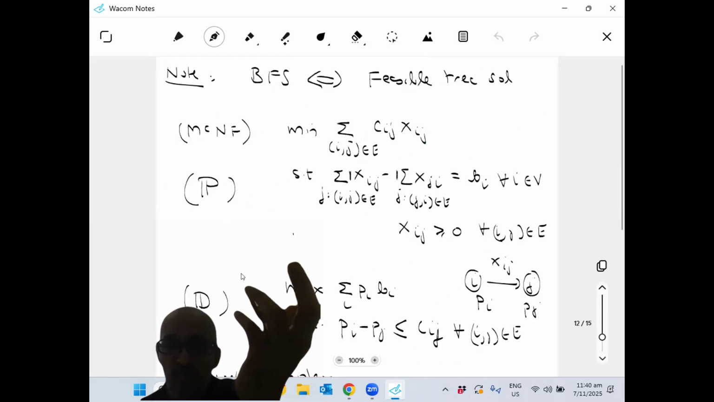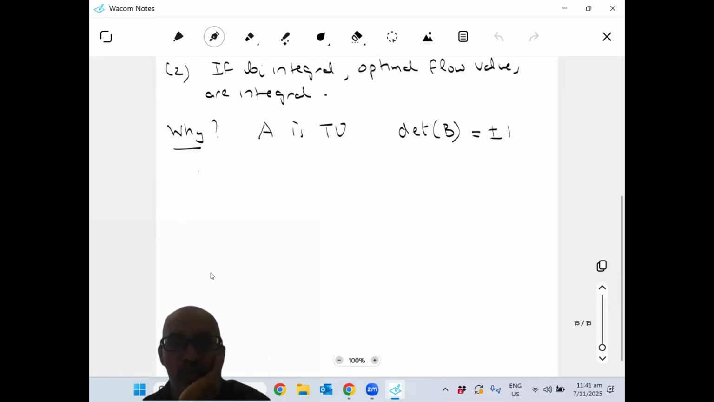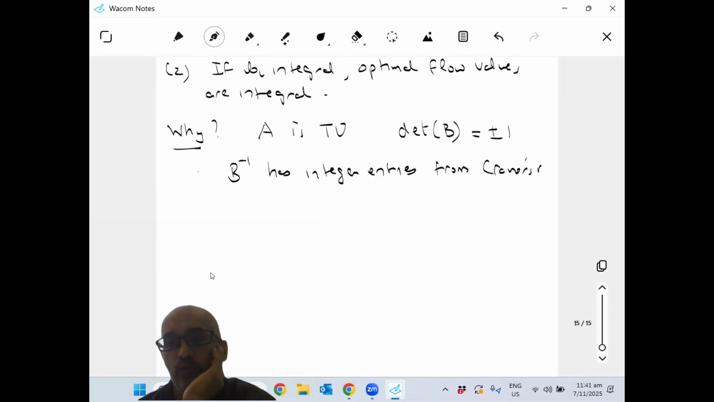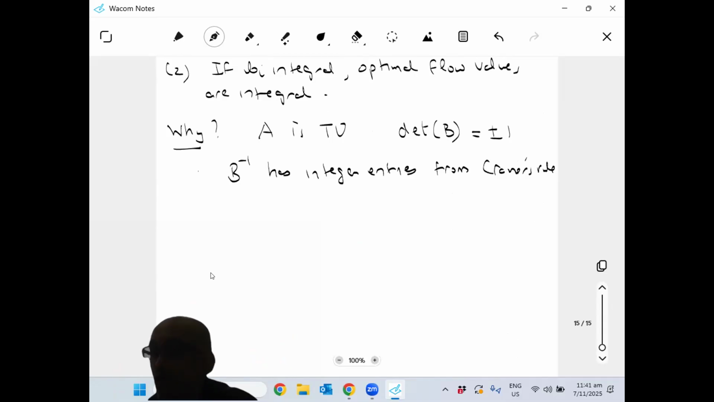So B inverse from Cramer's rule will have integer entries, because the determinant is plus or minus one. It's 1 over the determinant times all these cofactors, but each of those cofactors is an integer. And then what is the flow? My flow variables are B inverse b. If B inverse is integer, and if b is integer, this has to be integer.